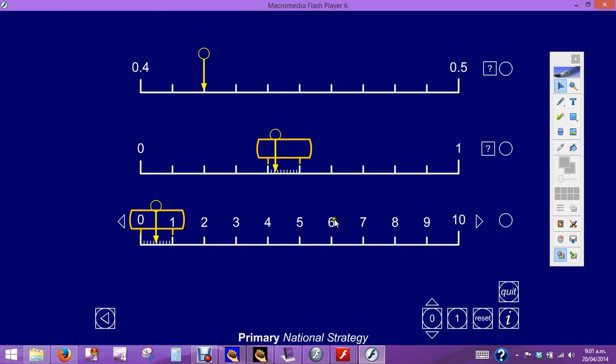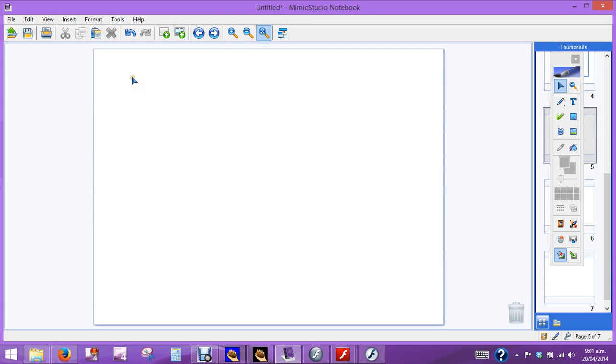0.42. Okay, so I've created a number that's somewhere in here that's 0.42. I've blown up 0 to 1 to show 4 tenths of the way, 5 tenths of the way, so that's 0.4, and I can just see 2 there, and I've put it on there fully. Okay, 0.42. Let's just write that down, 0.42. Let's type it in. Let's be tidy.